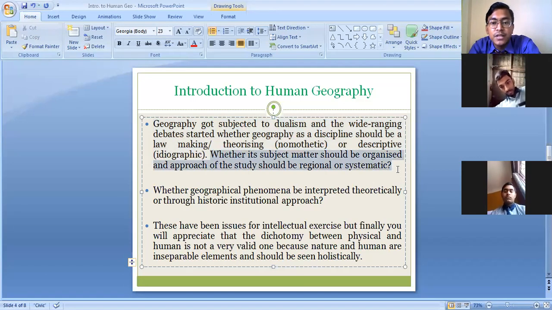So whether its subject matter should be organized, and the approach of the study should be regional or systematic.